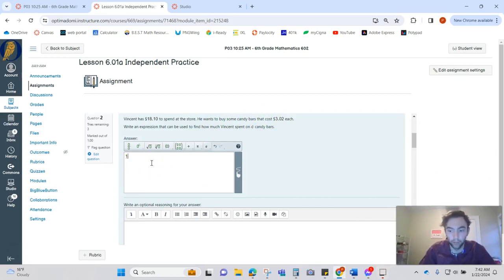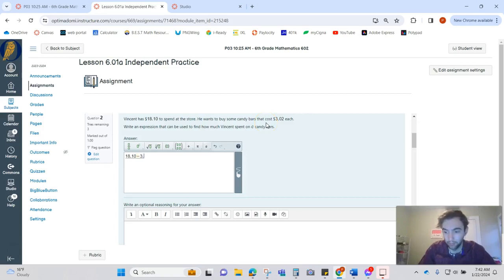So we're starting with $18.10. What is happening to that $18? We're spending that, right? At the store. So I'm going to take away. Spend is a vocab word for minus. Now, but what am I minusing? Well, the cost of the candy bars, right?